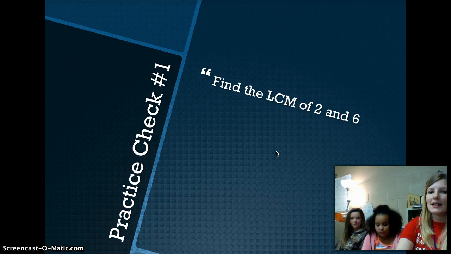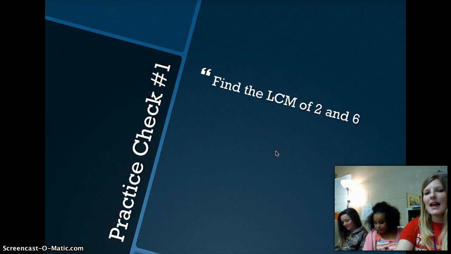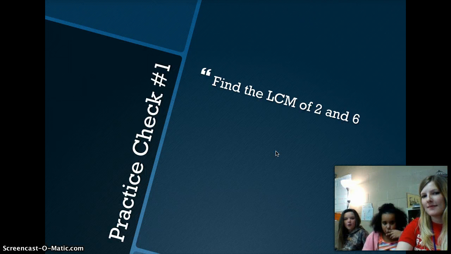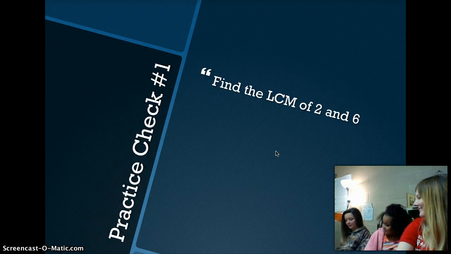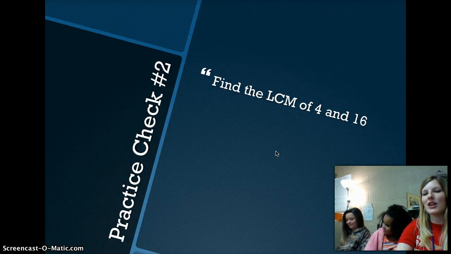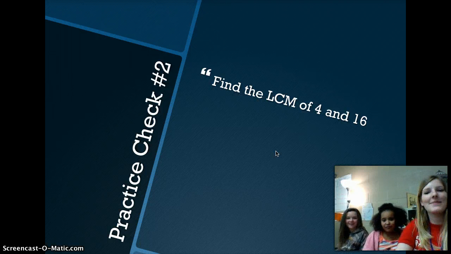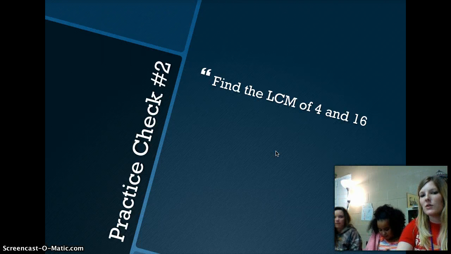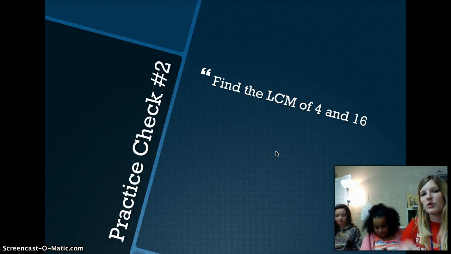For your first practice check, find the LCM of 2 and 6. Pause the video while you work this out. Okay, practice check number 2. You guys can work this one. Find the LCM of 4 and 16. And pause the video. You can do either strategy, listing out the multiples or drawing that giant M.